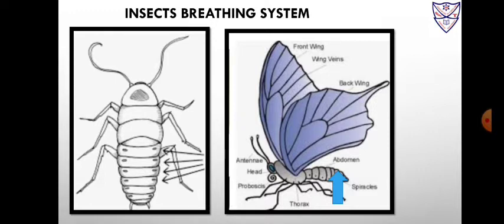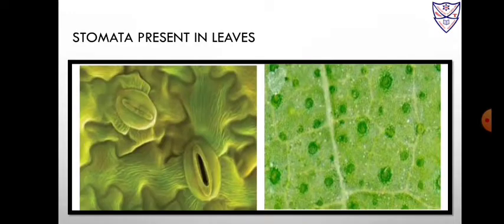Every living creature has a different breathing system. Now, stomata. Here we can see the breathing system of plants. Plants don't have any nose or air holes. Plants have stomata present in the leaves. Now here you can see these dark green spots. They are the stomata, and this is the microscopic image of stomata through which the plants breathe.